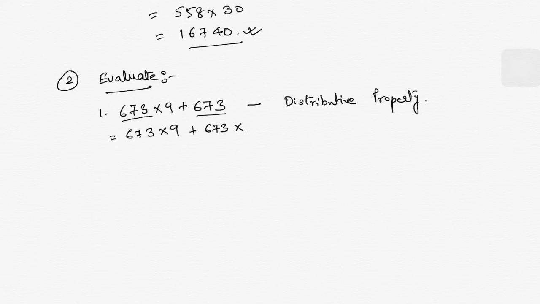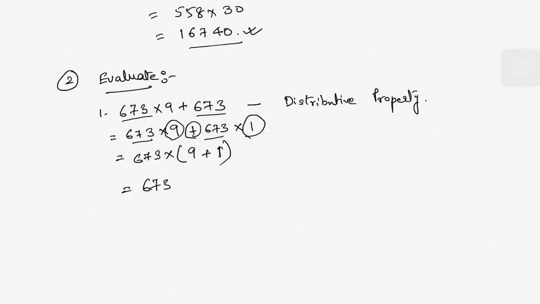So 673 into 1. Okay. 673 into 1 is 673. So now what is common? 673. 673 into, now what is left? 9 plus 1. Now this is 673 into 9 plus 1 is 10. That is 6730 is the answer.